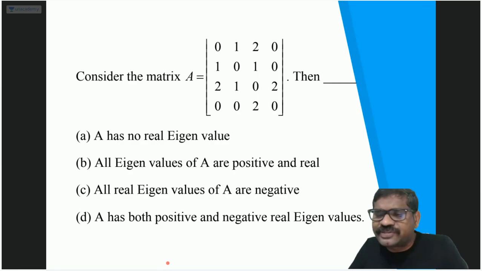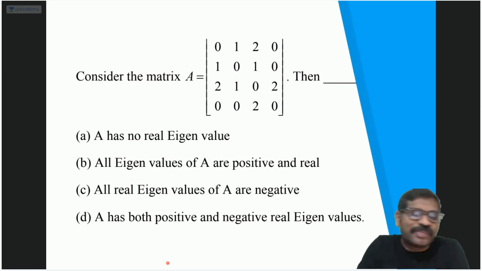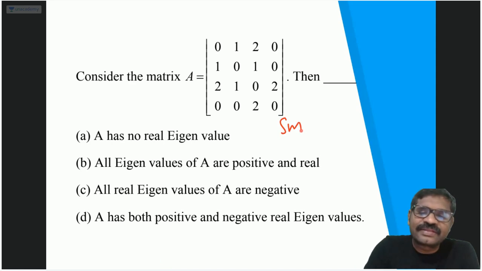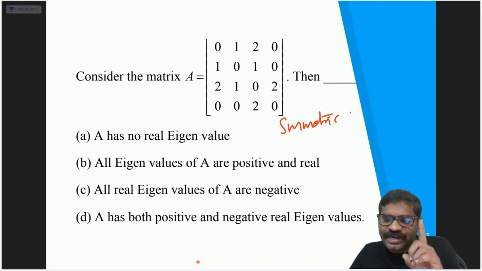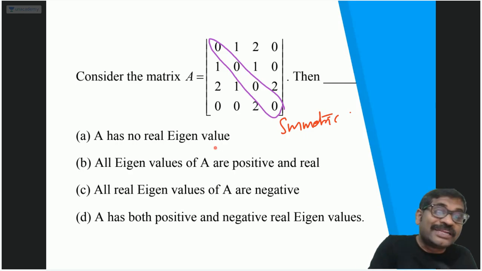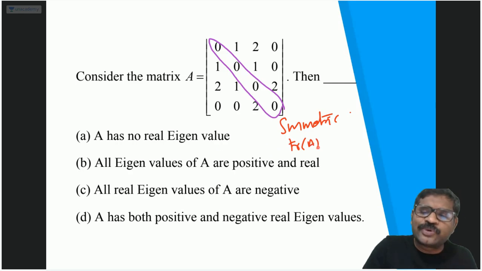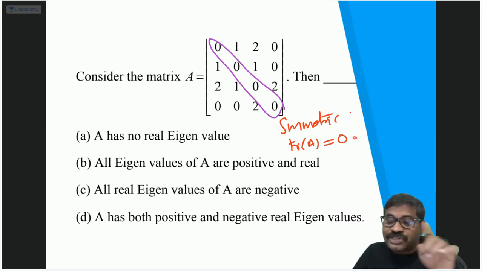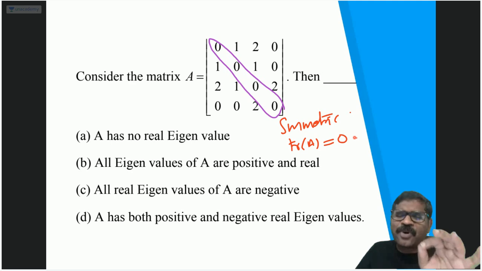Look at the matrix. The matrix is symmetric. That is one observation. Second observation: all the principal diagonal elements are 0. If all the principal diagonal elements are 0, trace of A equals 0. Sum of eigenvalues is 0. That is the main point to solve this problem.